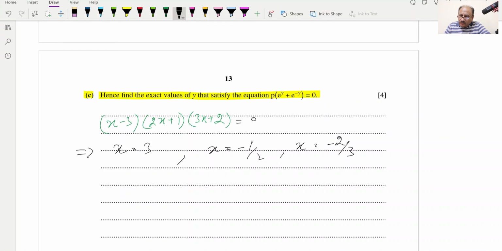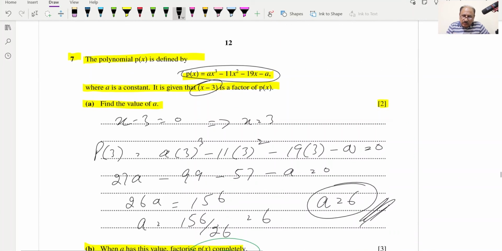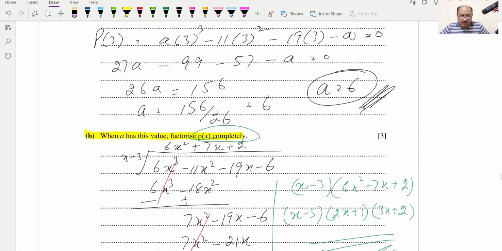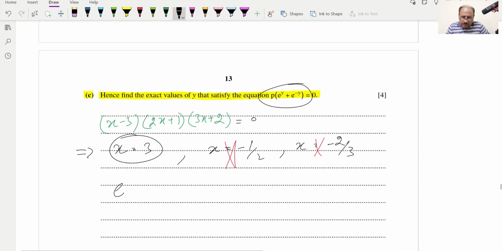And what we will do, we cannot take these negatives, so we reject these. We will be taking only the positive, this one. We can write the equation, p of 3 will be equal to 0, which we have already checked. P of 3 is equal to 0. We know because x minus 3 is a factor. So we can take this positive value, and we will be writing the equation e raised to the power y plus e raised to the power minus y is equal to 3.